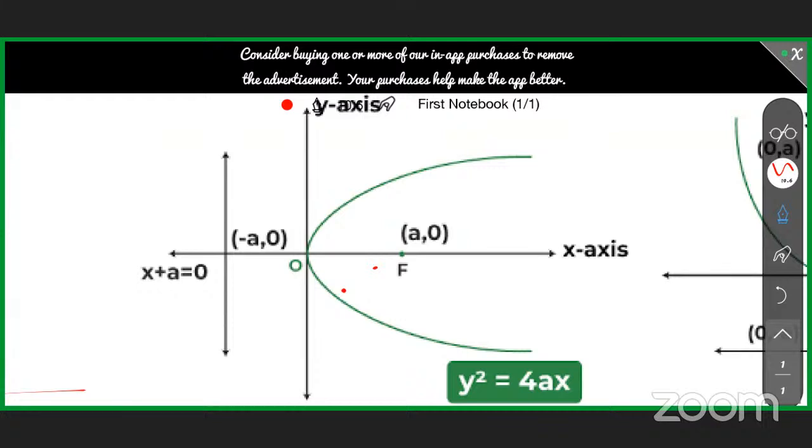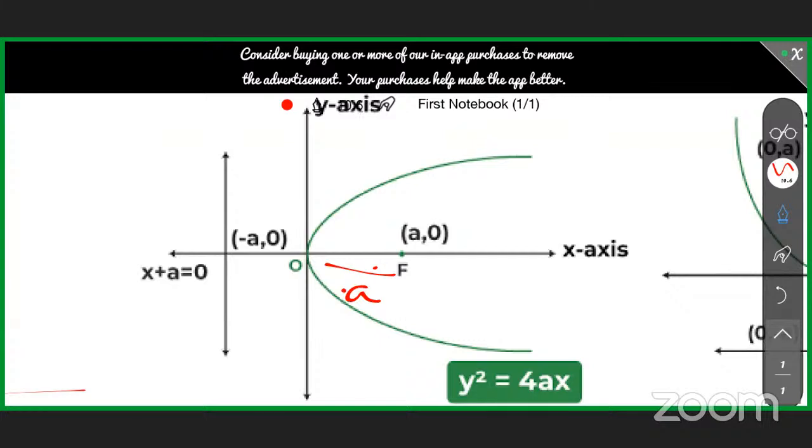So for this parabola, I want to find my focus, directrix, and the equation of directrix. The focus is the fixed point within the parabola, lying on my x-axis. We know that for any point on the x-axis, the y coordinate is 0. And last time I told you if this distance is a, then the coordinates of F will be a comma 0.